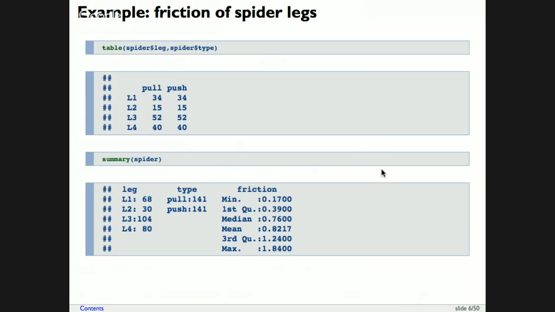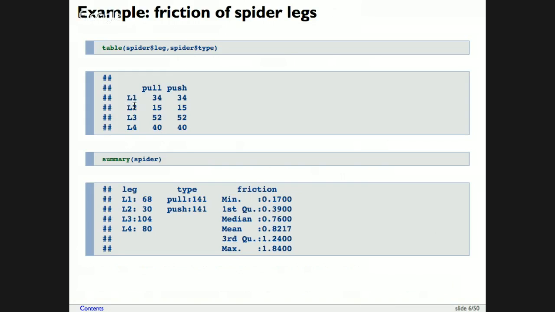Let's take a little look at the data set, my exploratory initial analyses that I like to do for a new data frame that I have, a table, so a two-way table of the leg variable and the type variable. So we see there are these four, L1, L2, L3, L4, for the four leg pairs, and pulling and pushing. And you can see that it is balanced in that for each leg pair, there are equal numbers of pull and push measurements, but it's not balanced by the number of measurements on each leg pair.